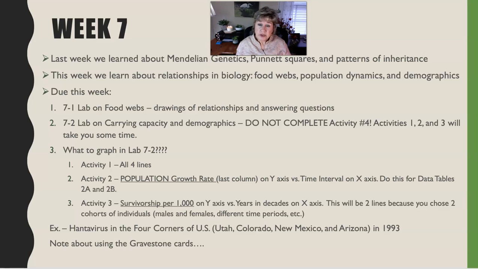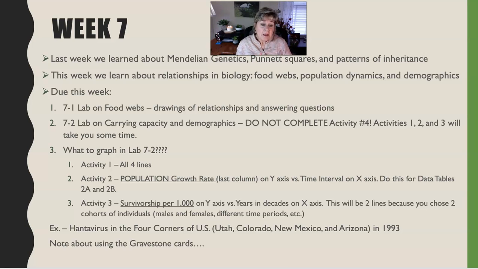Or you're going to choose 2 different time periods. How many people survived from 1810 to 1850 and how many survived from 1850 to 1890. You know, something like that. So you're going to choose 2 cohorts. So you're going to have 2 lines on that graph because you have 2 different groups that you took a look at.